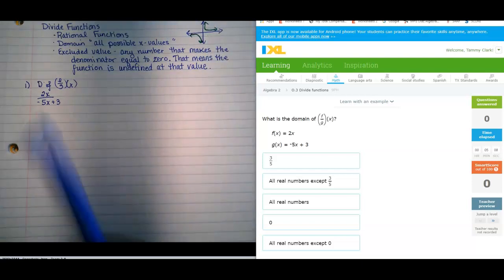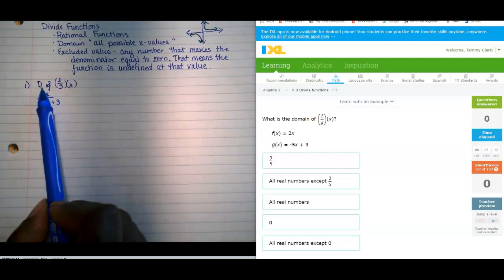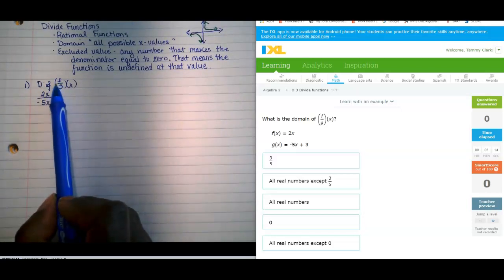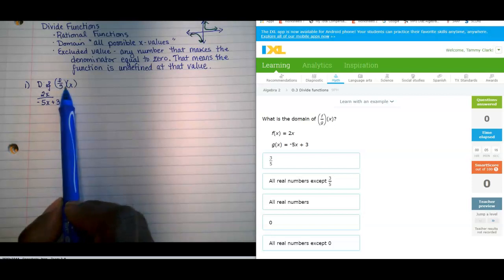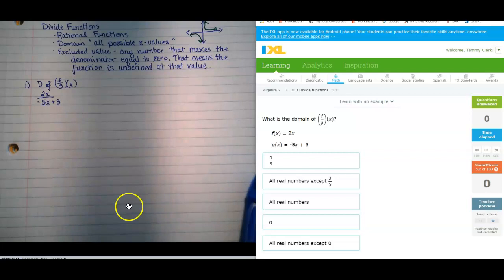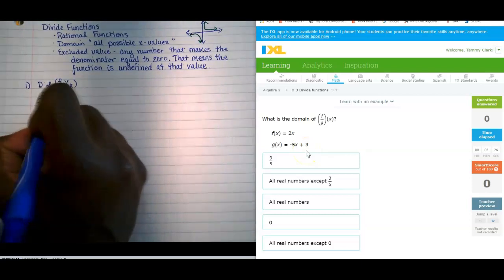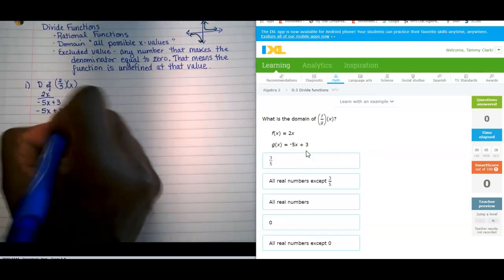So what I've done here is I've written the first problem. We've got what is the domain of f of x divided by g of x. And f of x is 2x, and g of x is negative 5x plus 3. So all we need to do is put negative 5x plus 3 equal to 0 and solve.